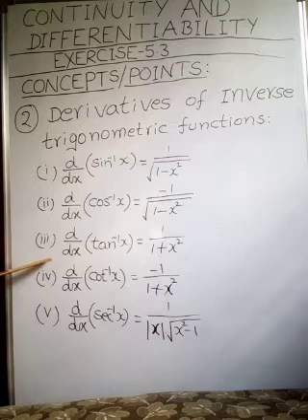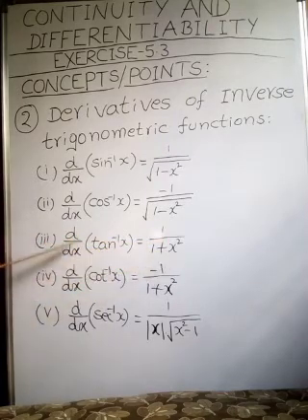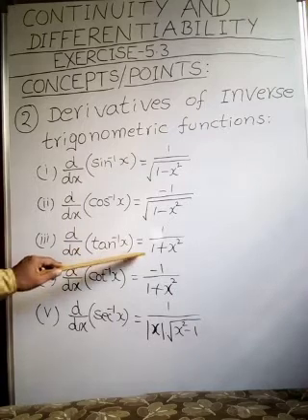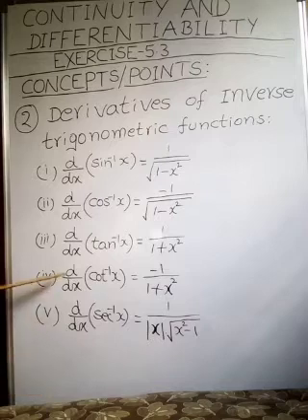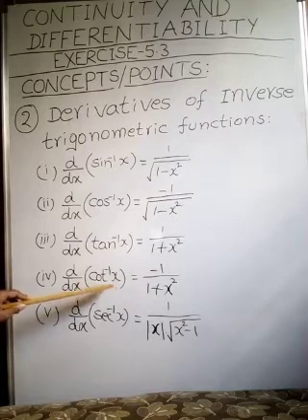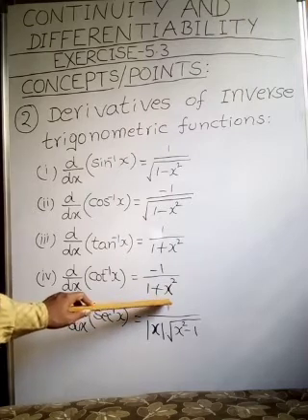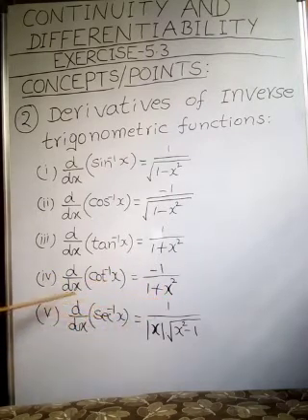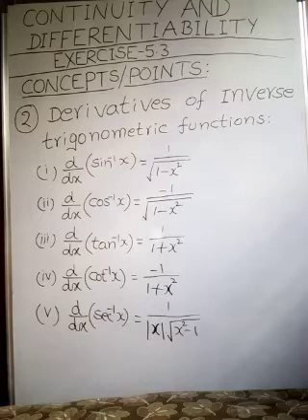Similarly, third one, derivative of tan inverse x. D by dx of tan inverse x is equal to 1 by 1 plus x square. This is the formula for derivative of tan inverse x. Similarly, fourth one, d by dx of cot inverse x is equal to minus 1 by 1 plus x square.